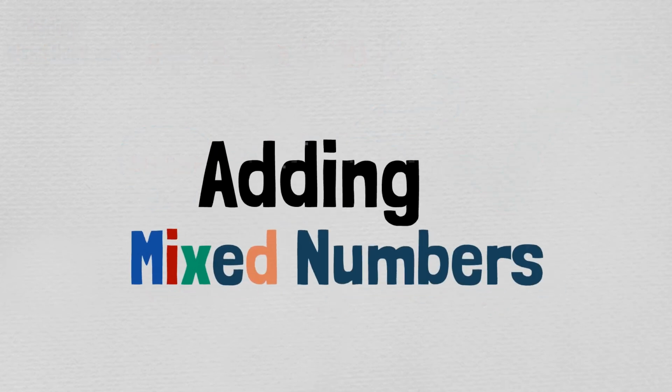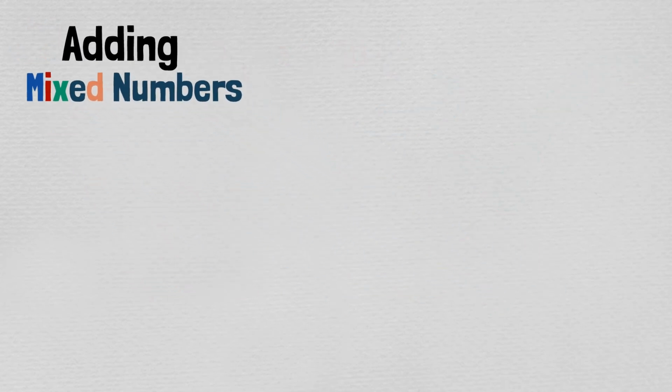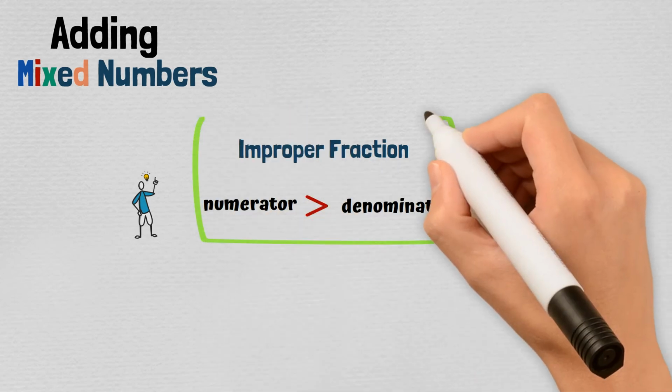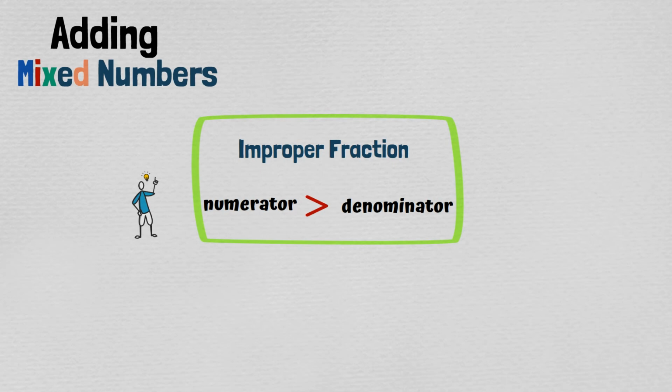Sometimes, we may have a math problem where, when we add up the fraction parts of the mixed numbers, we may end up with an improper fraction. Do you remember what this type of fraction is? You got it, a fraction with a greater numerator than a denominator. For example, 7/3, 10/4, 100/37, and so on.